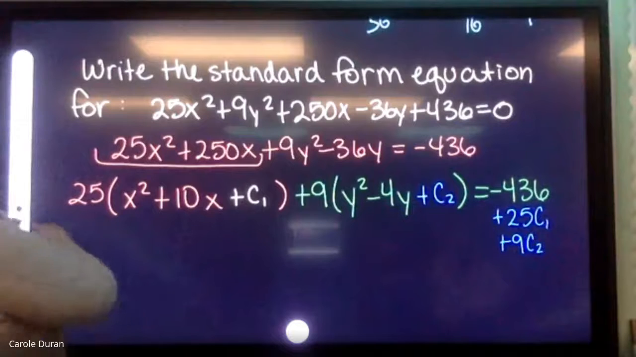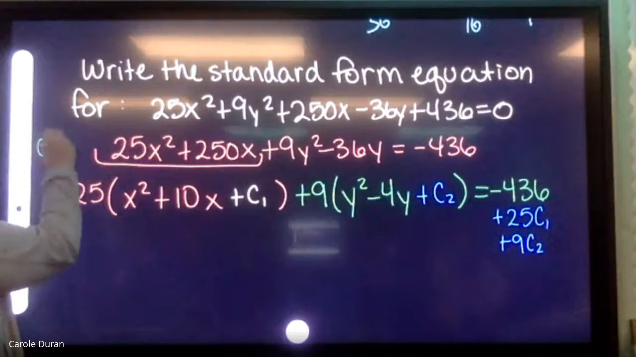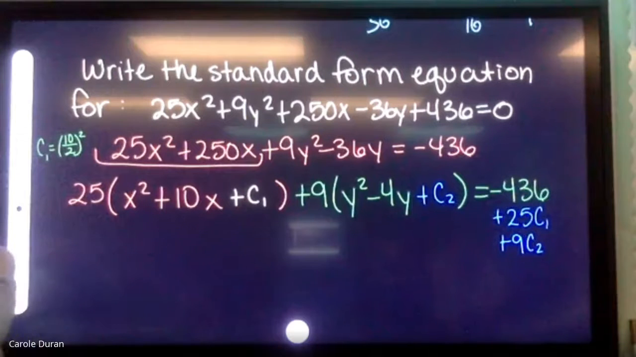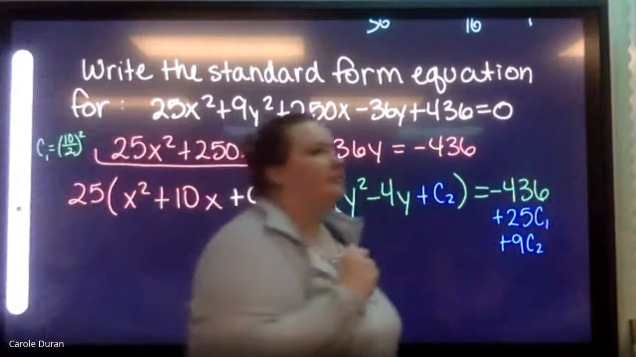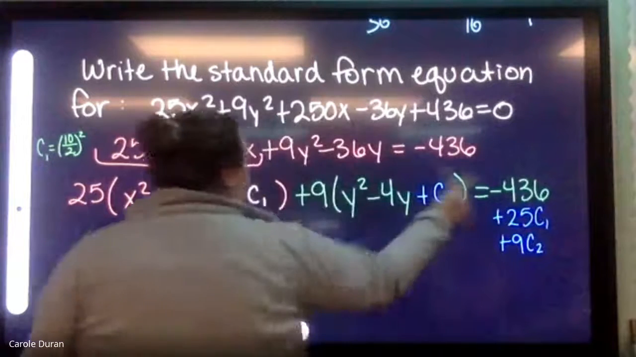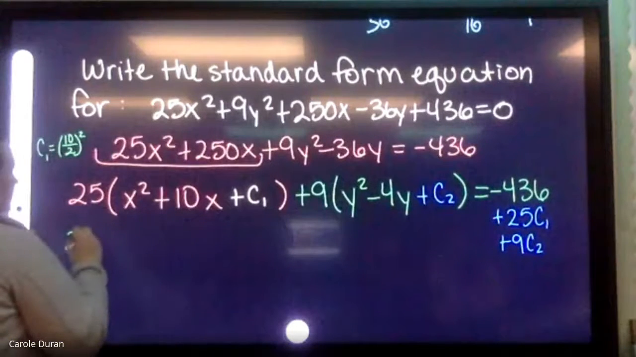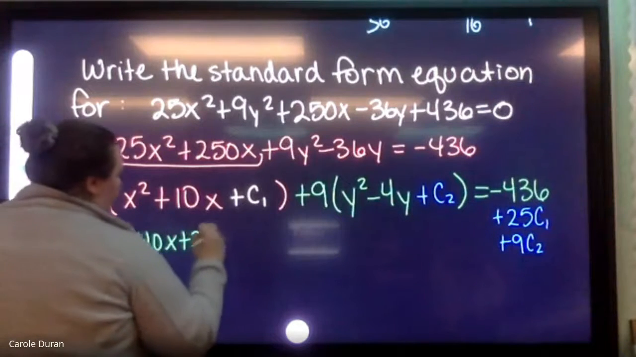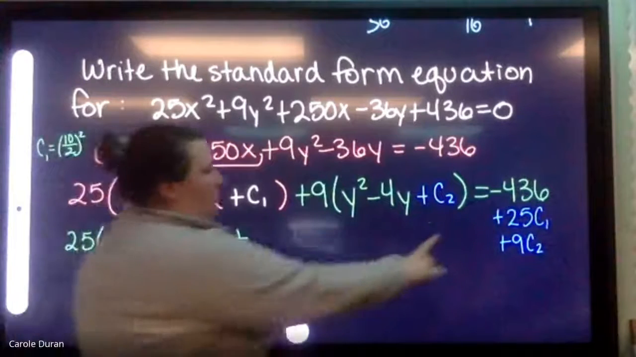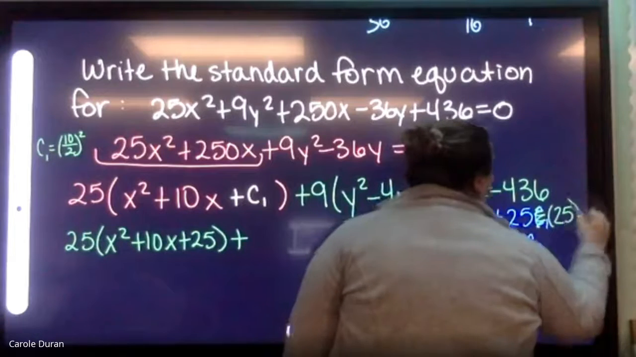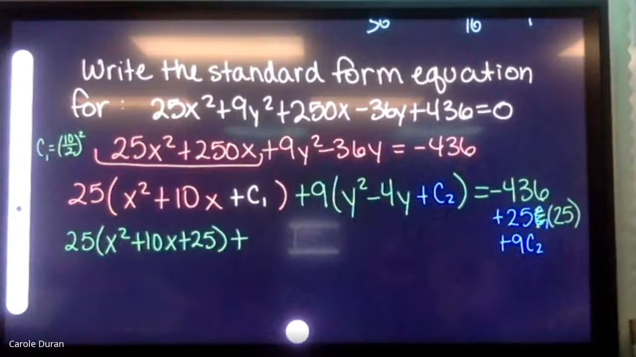So C1 is going to be 10 divided by 2 and then squared. What's 10 divided by 2? 5, and what's 5 squared? So C1 is actually 25. And I'm going to write it as such on both sides of the equal sign. So what I have now is 25 times x squared plus 10x plus 25 plus, over here, this C1 becomes a 25, and it's going to get multiplied by the 25 that followed it over.